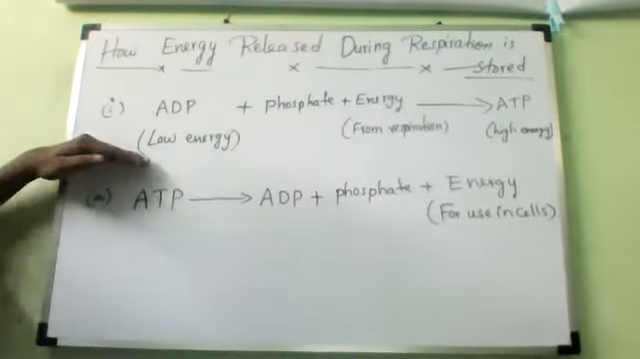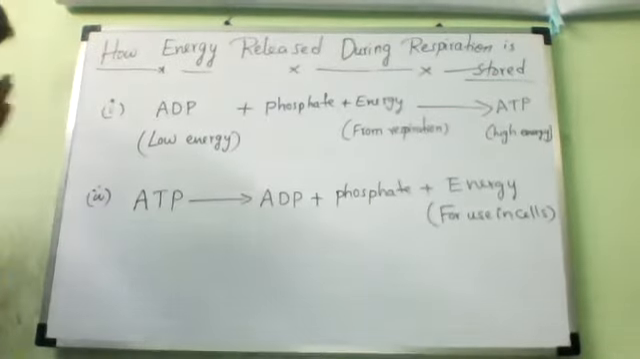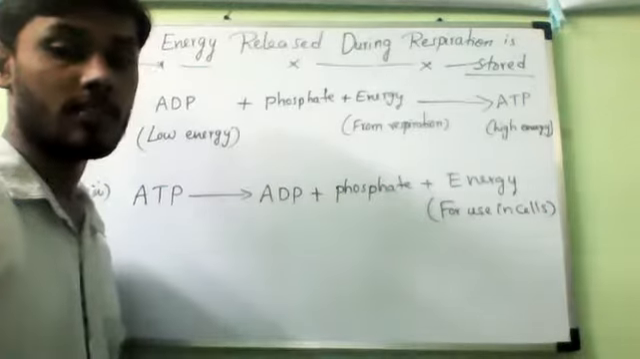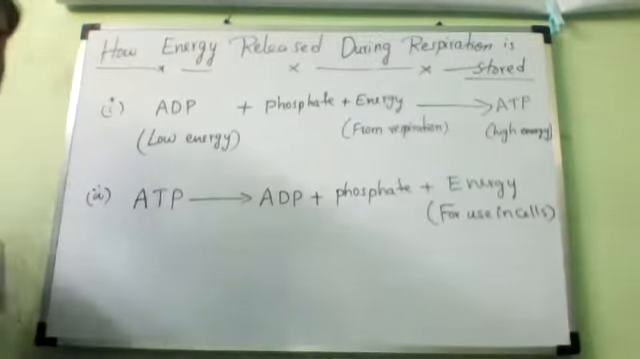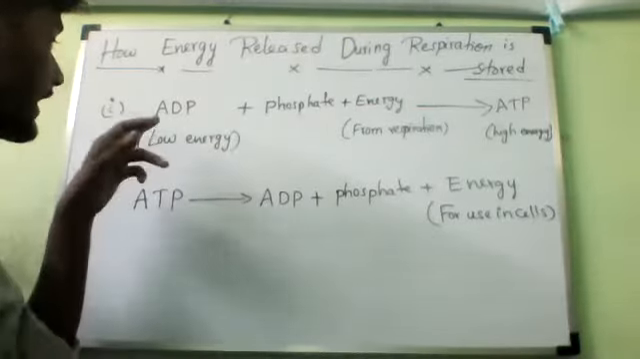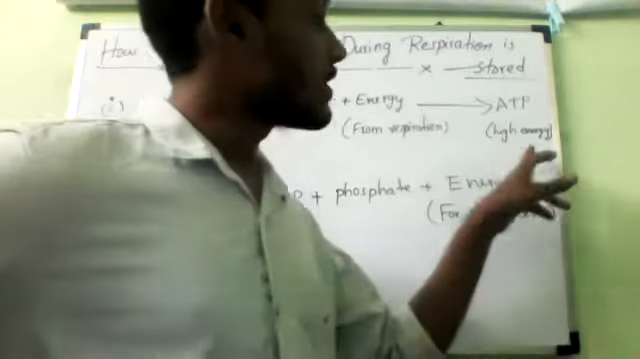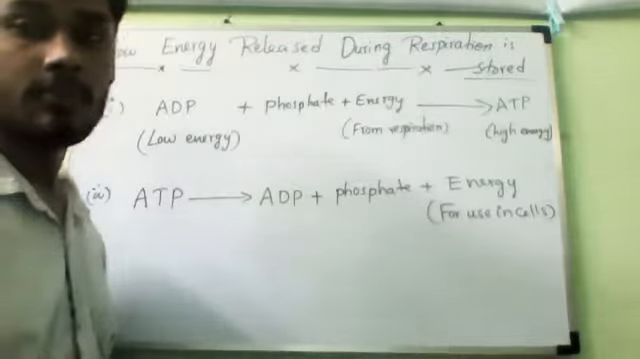So under that you write the first equation. First equation alone you write, please. All of you write. Under that you should write the first equation. Write it: ADP plus phosphate plus energy from respiration, which will give you ATP. You understand?